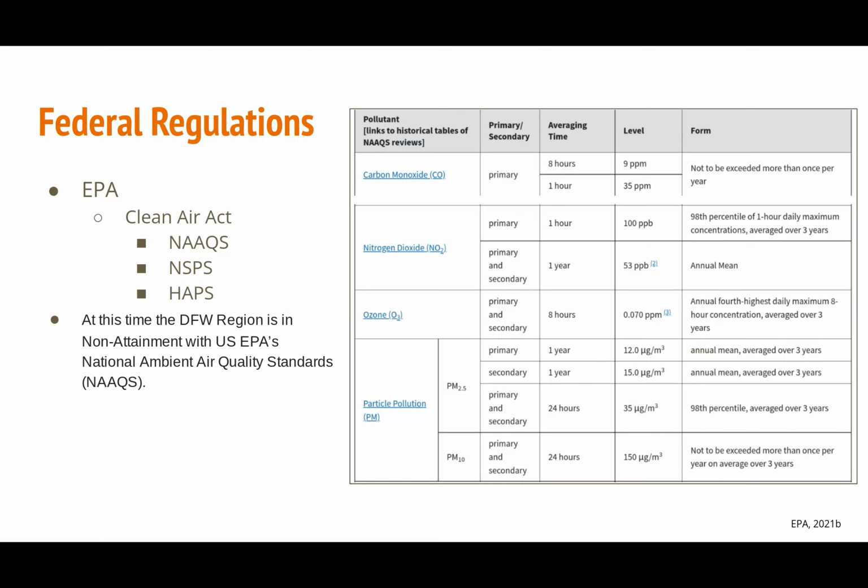Federal regulations for these air pollutants include the National Ambient Air Quality Standards, New Source Performance Standards, and hazardous air pollutants under the Clean Air Act. At this time, the DFW region is in non-attainment with the EPA's National Ambient Air Quality Standards. That being said, there should be more regulation at the local level to solve this, since currently there are basically only federal regulations in place. The state, and more importantly the city, could step up here to enforce standards that are more stringent than those set forth by the EPA to reduce emissions in Fort Worth.